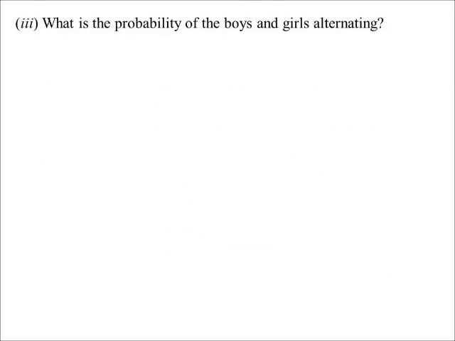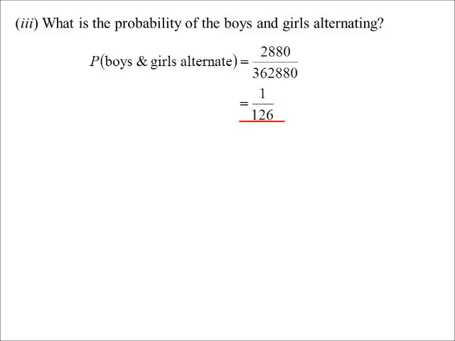So if we were to ask that probability question, probability of the boys and girls alternating, we now know, 2,880 out of 362,880, a 1 in 126 chance of that happening.